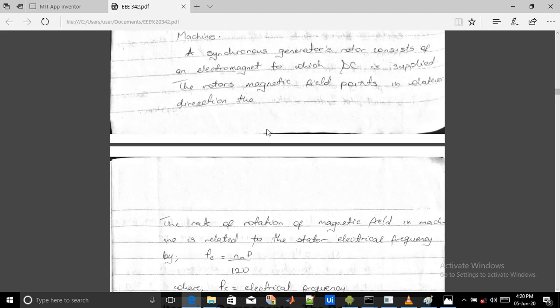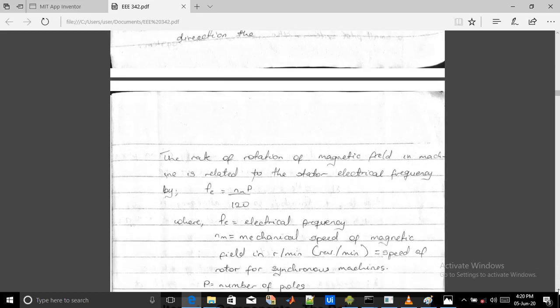A synchronous generator rotor consists of an electromagnet to which DC is supplied. The rotor's magnetic field points in whatever direction the rotor is rotating. Yes, and the rotor is rotating. So if the rotor is rotating in a clockwise direction, the magnetic field is also moving in the clockwise direction. So now the rate of rotation of the magnetic field is related to the stator's electrical frequency.